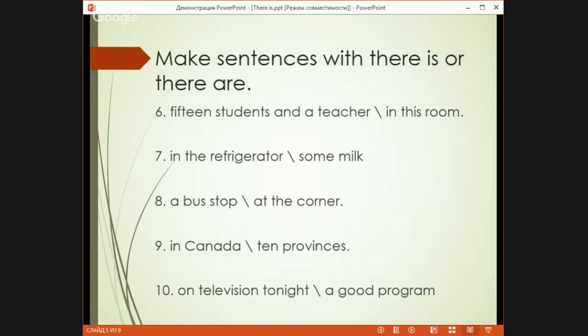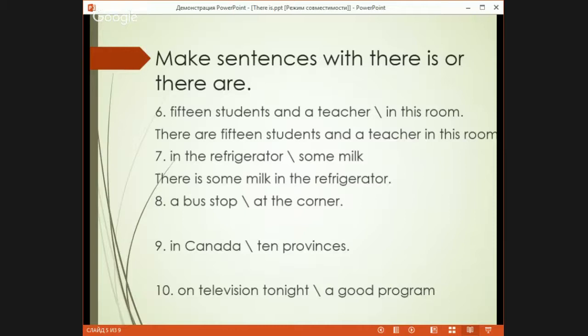I'm sure you had enough time, so let's look at the sentences. We have here 15 students as the first word. It's plural, so we write there are 15 students and the teacher in this room. The next, number 7, we have here first of all again the object and then the place to use. There is some milk in the refrigerator.